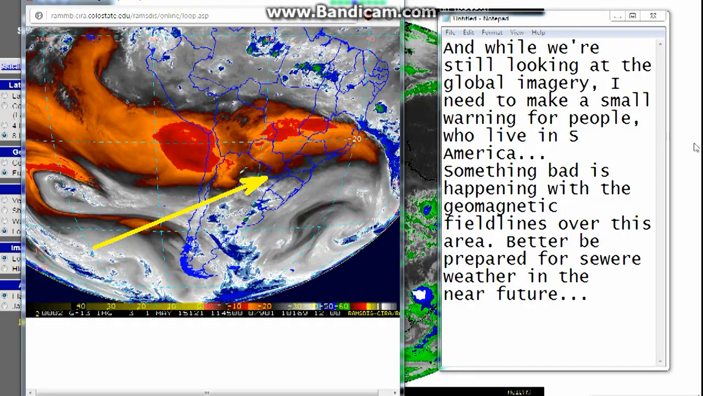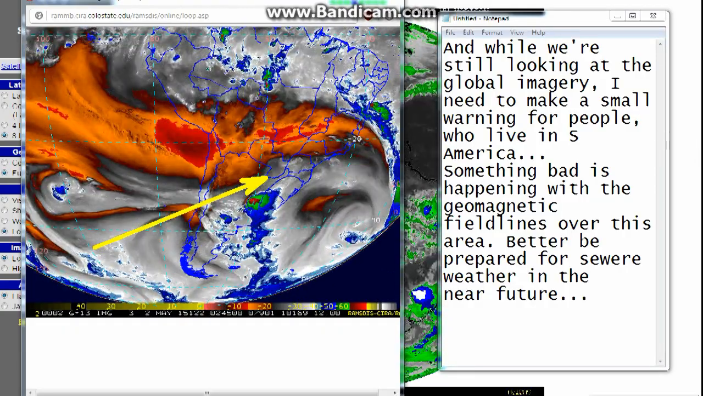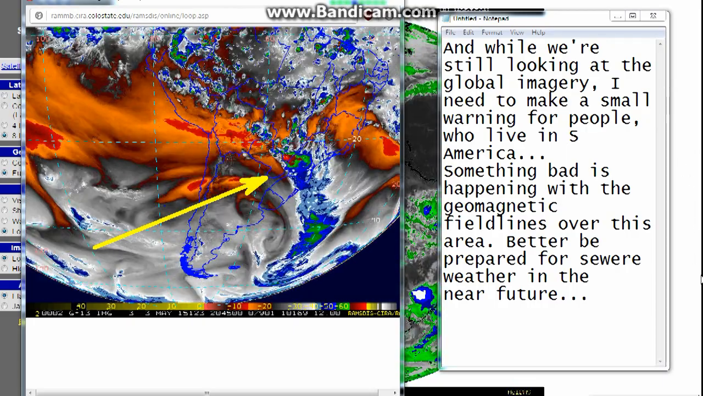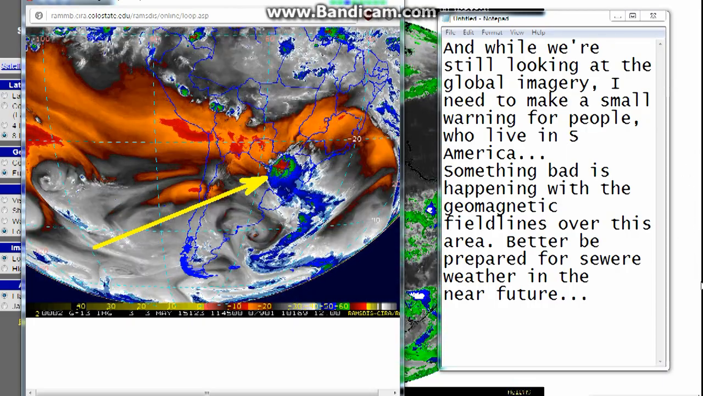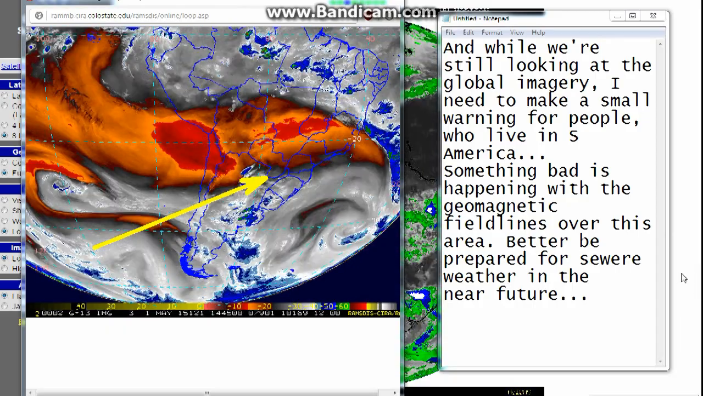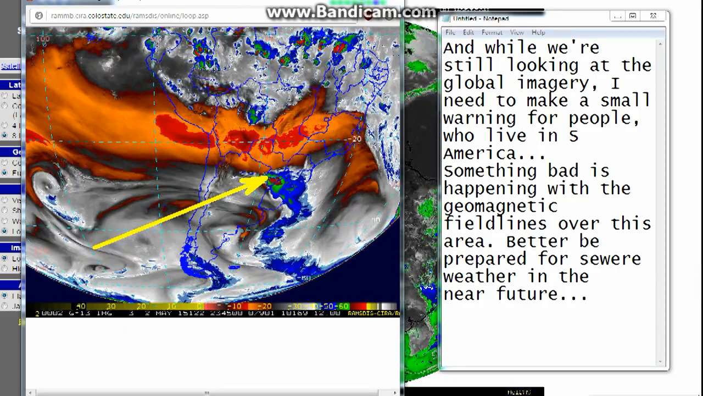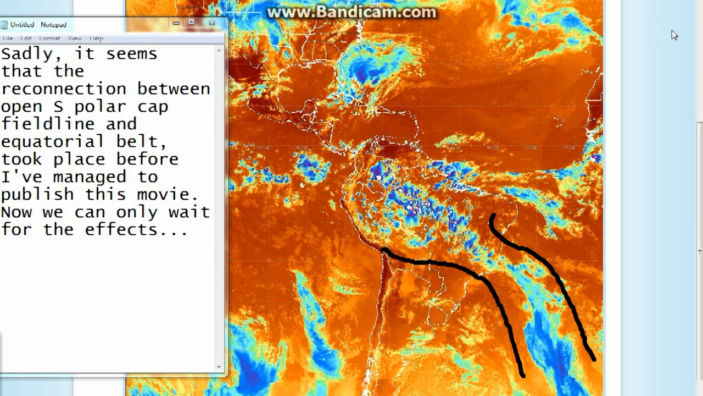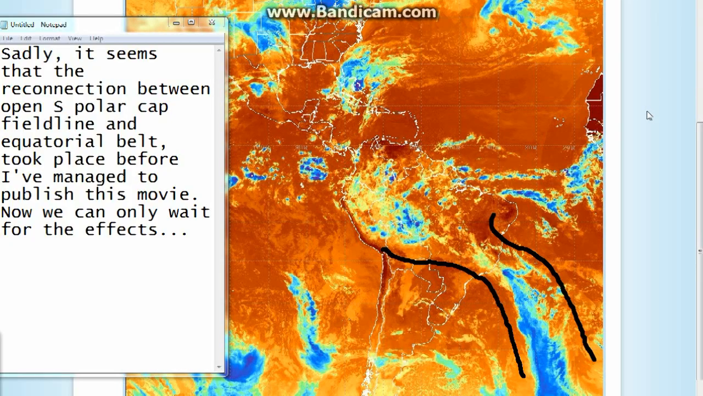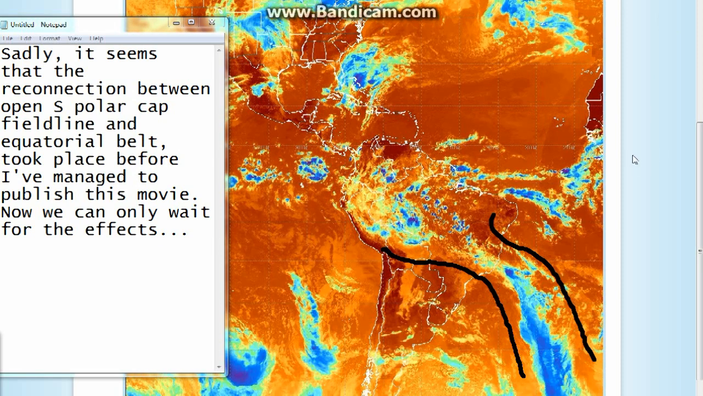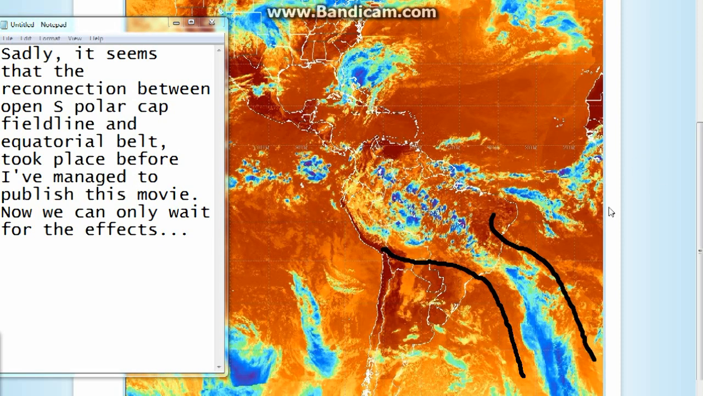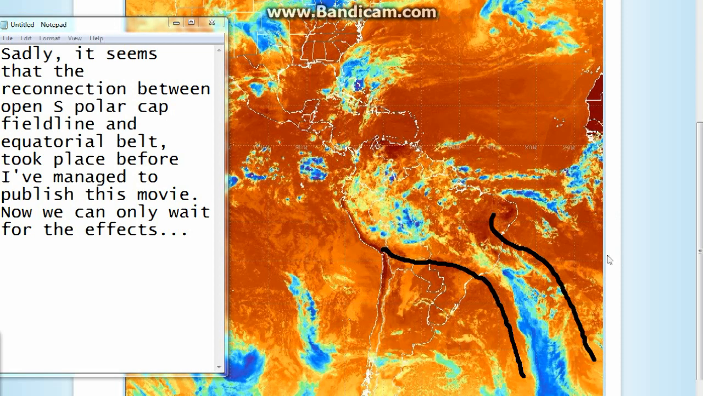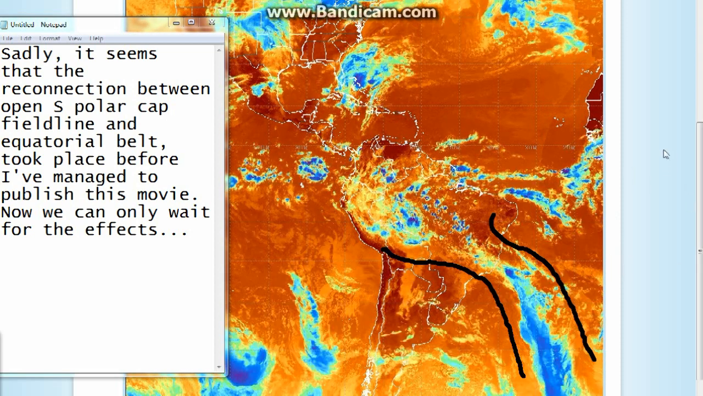And while we're still looking at the global imagery, I need to make a small warning for people who live in South America. Something bad is happening with the geomagnetic field lines over this area. Better be prepared for severe weather in the near future. Sadly, it seems that the reconnection between open South Polar Cap field line and equatorial belt took place before I've managed to publish this movie. Now we can only wait for the effects.